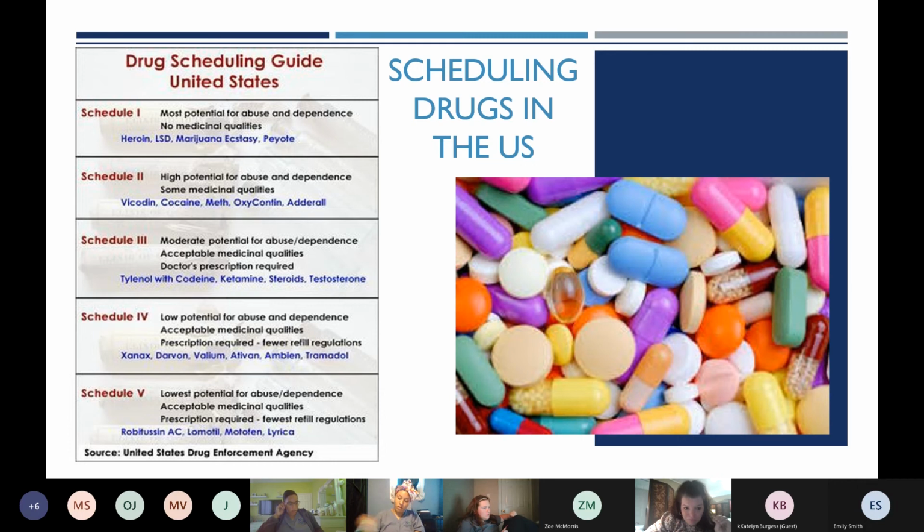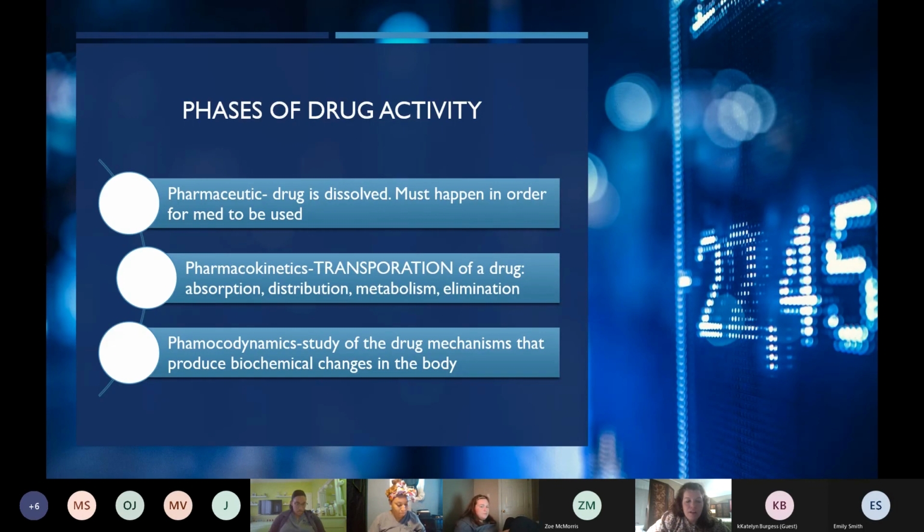And then Schedule 2 would be high potential for abuse, and they do have medicinal qualities. So those are going to be things like Adderall, Oxycontin, Vicodin, those types of drugs. So just know those schedules. You don't have to know the drugs in them, but you need to know the potential for abuse and stuff. All right. Any questions so far about that? I feel like I talked about it for a long time, but it's important to know.